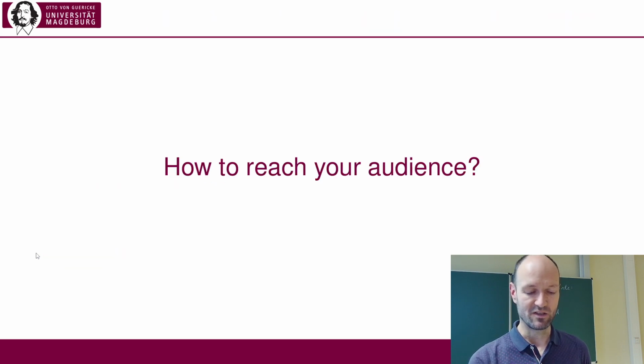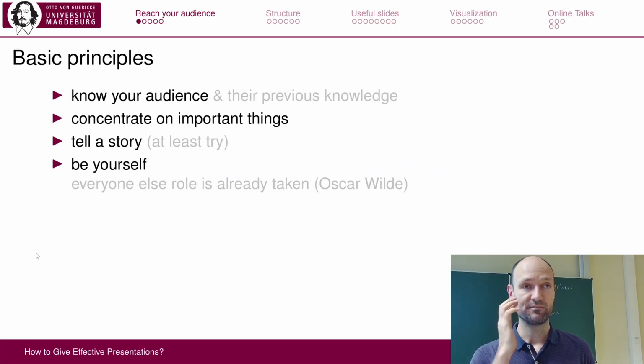Okay, so let's start with how to reach your audience. The first principle, or the basic principle, is you should know your audience. Easier said than done, because you would not like to tell people something that they already know, and on the other hand, you would also not like to tell people something that they barely understand. So you somehow should know what type of people you are talking to, what their previous knowledge is, what is something that you can connect to, right?